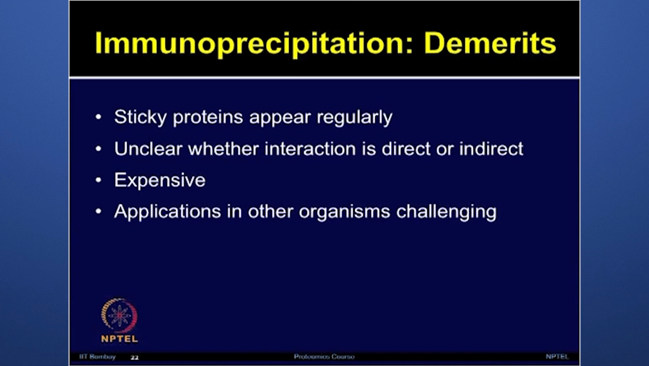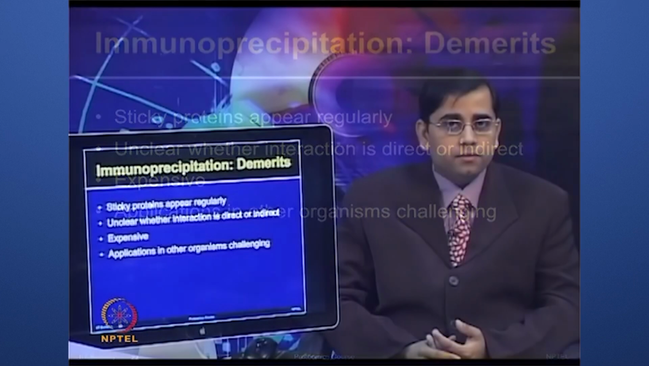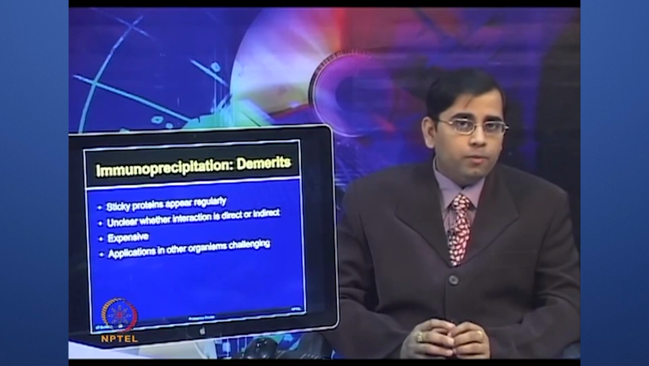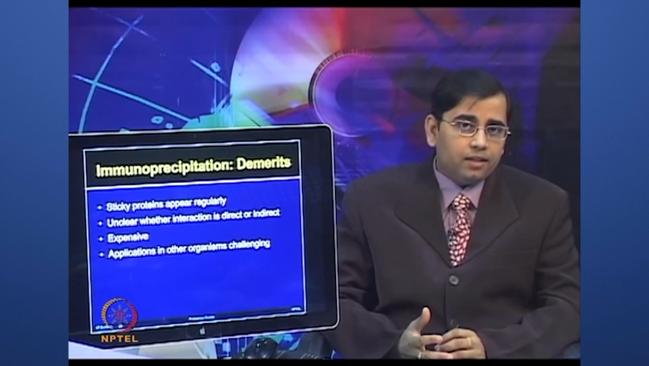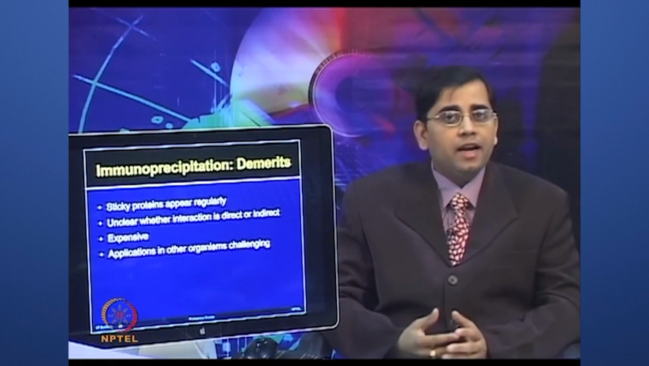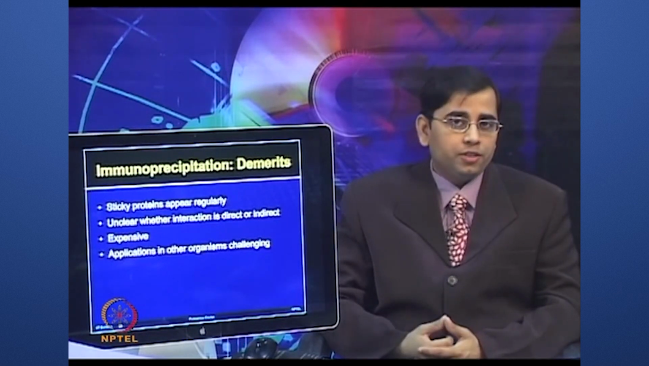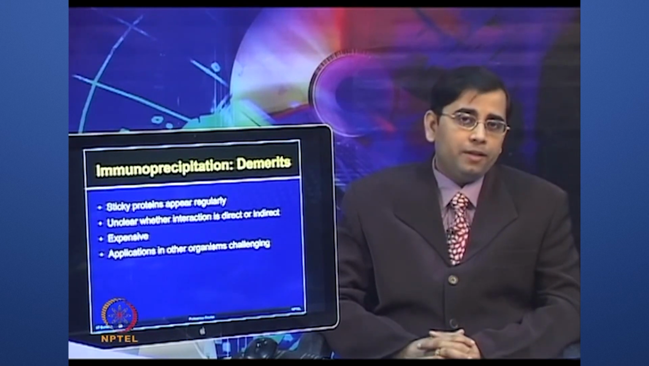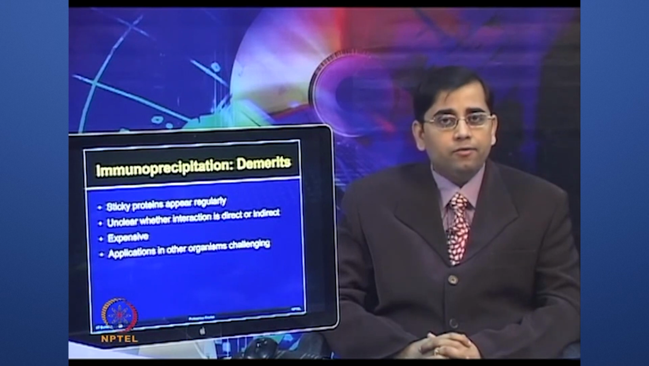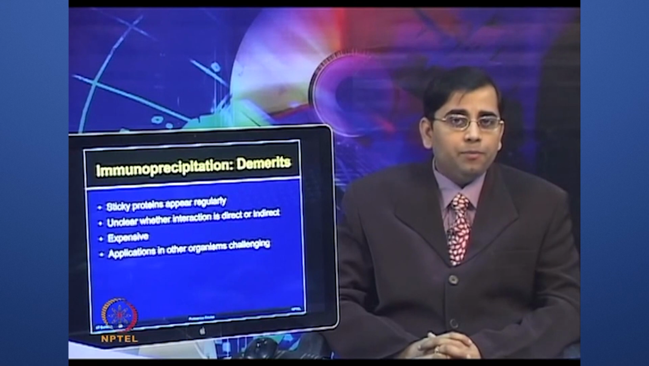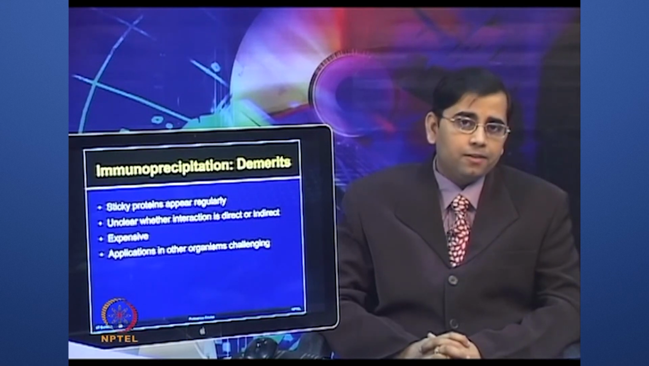It is unclear whether the interaction is direct or indirect, because the proteins which are directly interacting will bind, as well as those which are indirectly binding to the interacting proteins, and those will also be eluted. Now, this method is quite expensive, because it needs a good equipment setup as well as different types of analytical and computational analysis.